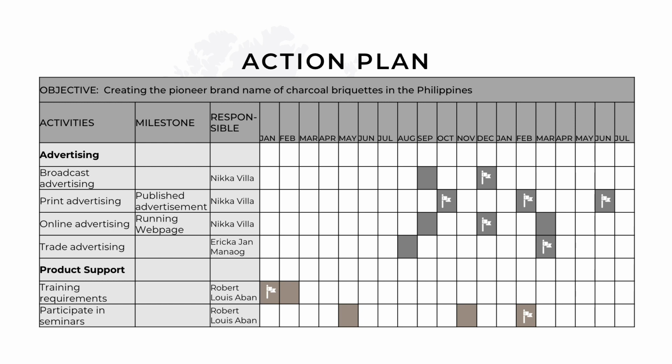In the case of the advertising activities, it is Nika Villa, head of marketing and sales, that is responsible for setting up the web page and preparing the advertisements in the newspaper and radio. In the case of the production activities, it is Robert Louis Aben, head of operations, that is responsible for training the employees and joining other seminars.